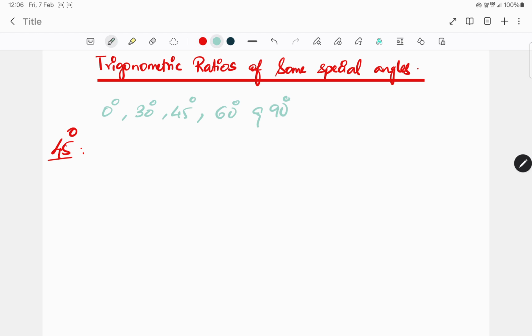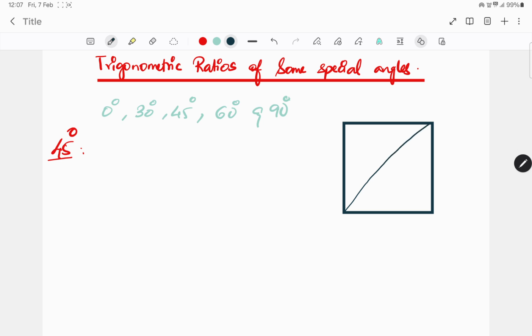Let us start. First we draw a diagram. Let this be a square and this is its diagonal. Let us mark the diagonal. Let the side of the square be a. Then this side also is a. With the help of Pythagoras theorem, we can find the diagonal of the square. We know that each angle inside a square is 90 degree. With this we can find the diagonal of this square.